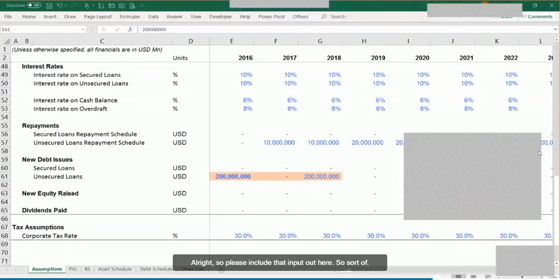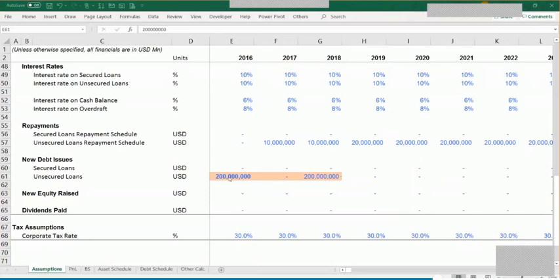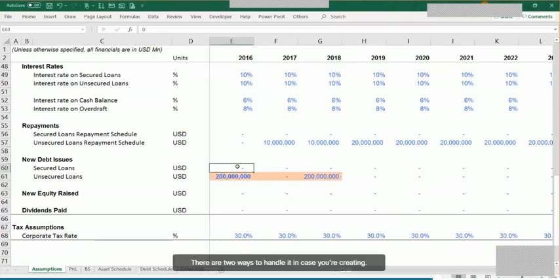So Saurabh, to your point, yes, the interest rate would be a weighted average, but there are two ways to handle it. In case you're creating a different schedule for different categories of loan, then it's basically the interest rate applicable on that loan.